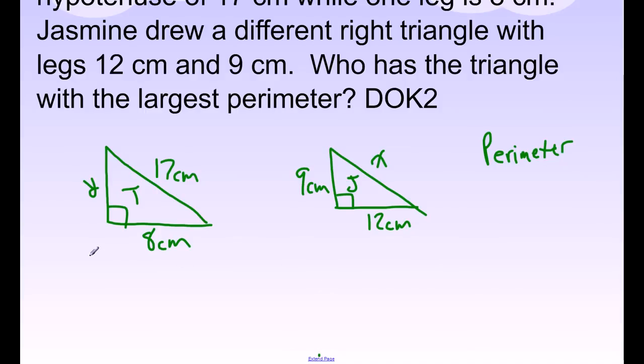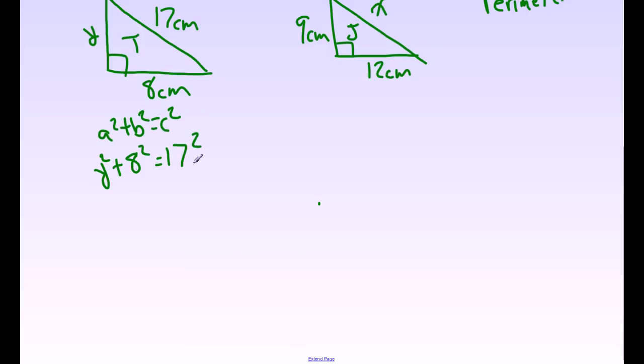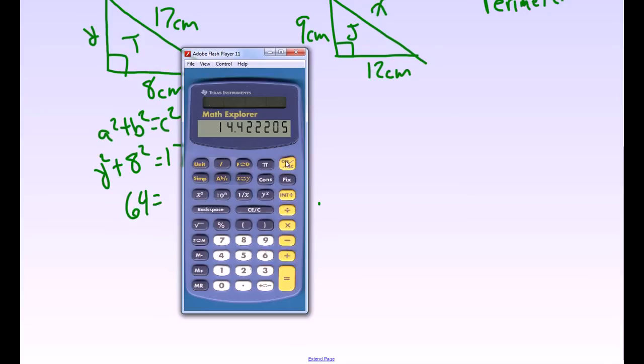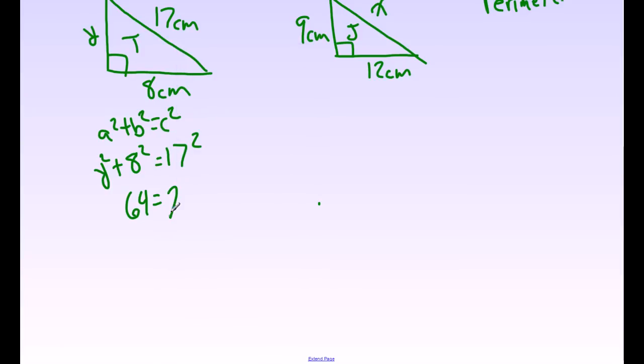I'm going to start here with Tom. a squared plus b squared equals c squared. I'm using the Pythagorean theorem because it's a right triangle. My hypotenuse is 17. One of the legs is 8. The other leg I don't know. Simplify each side. That gives me 64. 17 squared is 289.